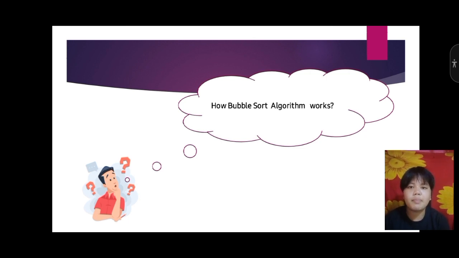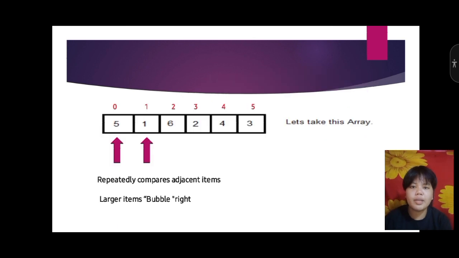Let's see a step-by-step example to sort an array using bubble sort. Given an array of items, sort them in increasing order. For our example, we just use a sample unsorted list of integers. So we have 6 items in our unsorted list of integers: 5, 1, 6, 2, 4, and 3.